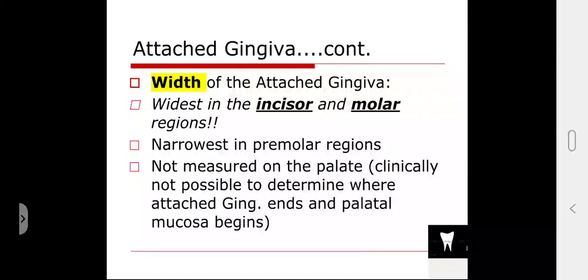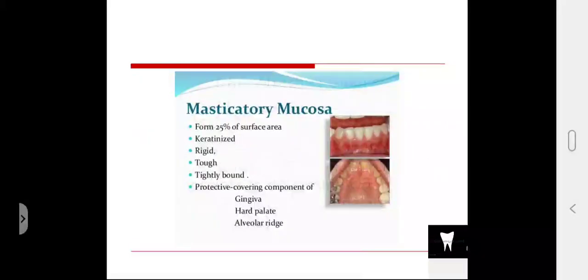The attached gingiva, this is a really important point because boards love to ask this, where it's the widest. The width of the attached gingiva, it's widest in the incisor and molar regions. It's narrowest in premolar regions. We don't measure it on the palate simply because clinically it's not really possible to determine where this attached gingiva ends and the palatal mucosa begins.